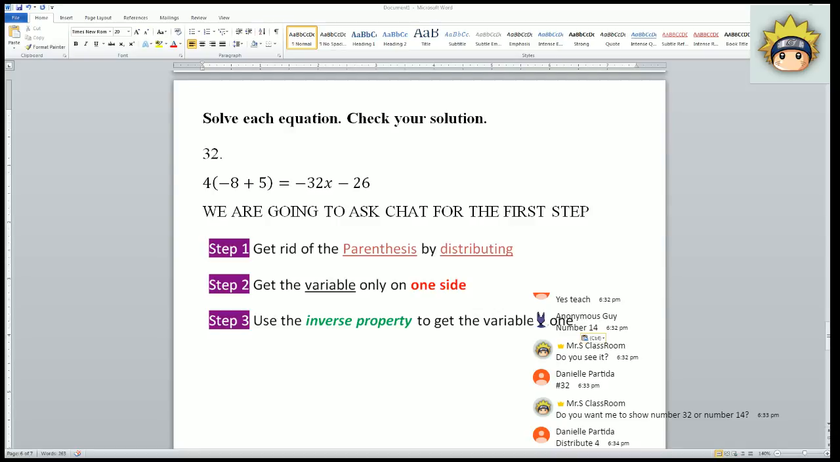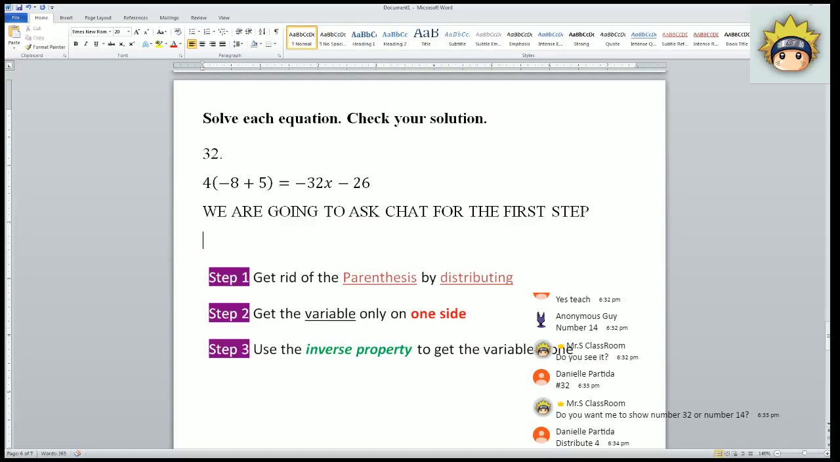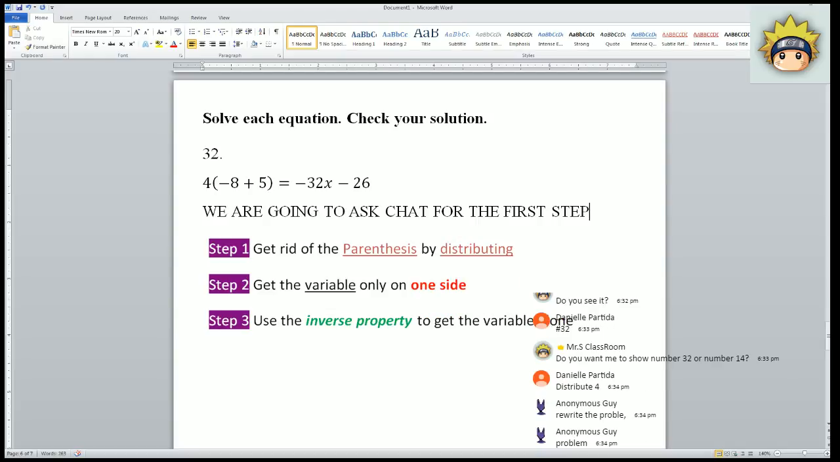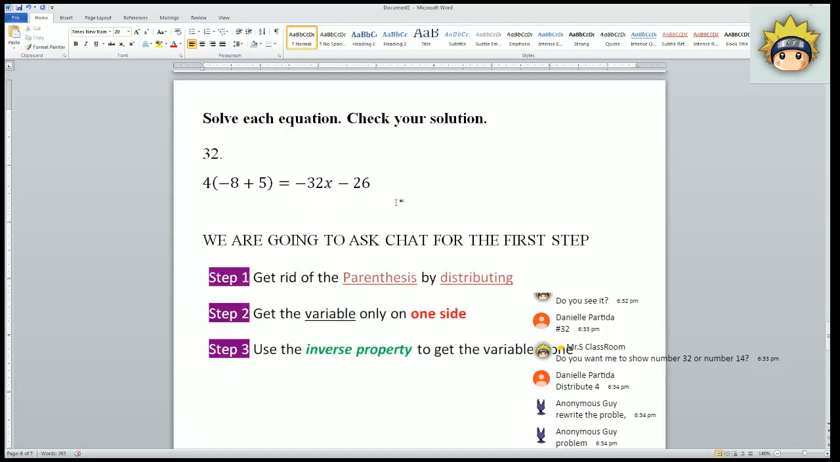I hear some distributing. Does distribute sound like a good thing? Do y'all agree with distributing? Does everybody agree with the distributing? She says it right here, after we rewrote the problem. She says distribute. Okay, so let's distribute.